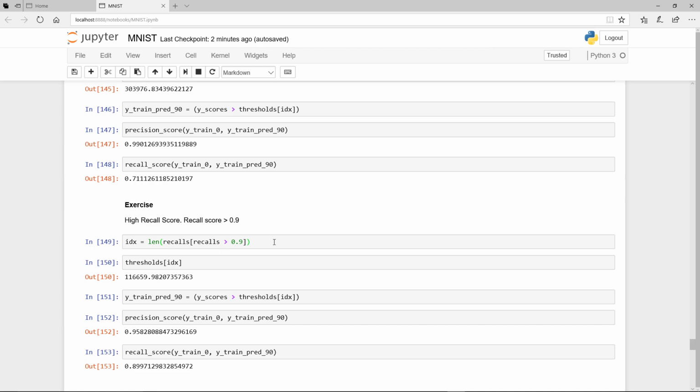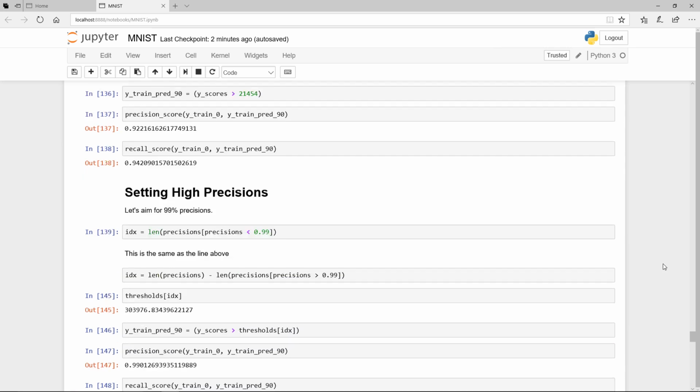Right, welcome back. This is what I've done. I've set the recall level as greater than 0.9, and it picked up the precision score being 95.8, and the recall score as well, if you round it up, pretty much 0.990. That's really what we're aiming to do.